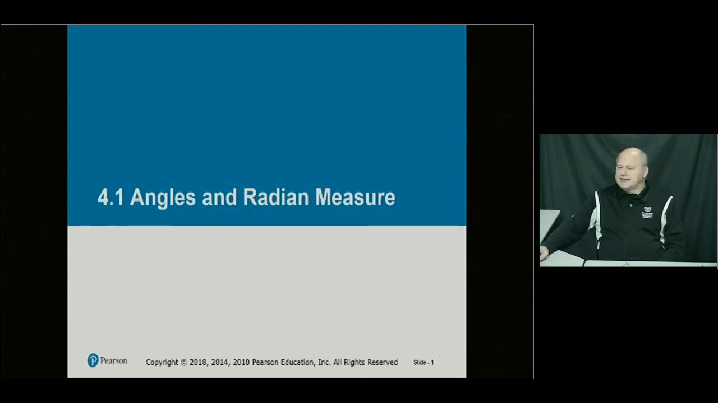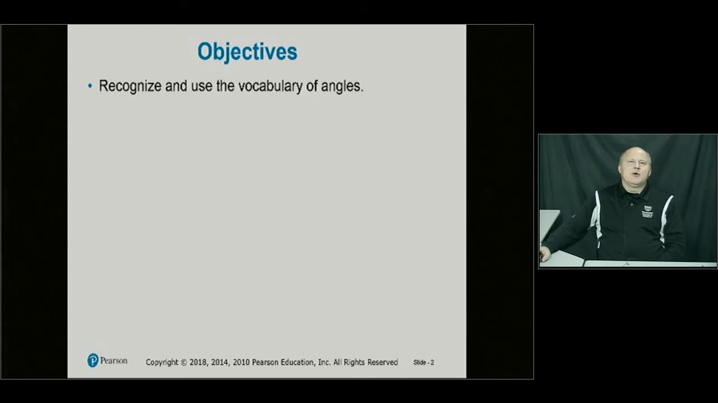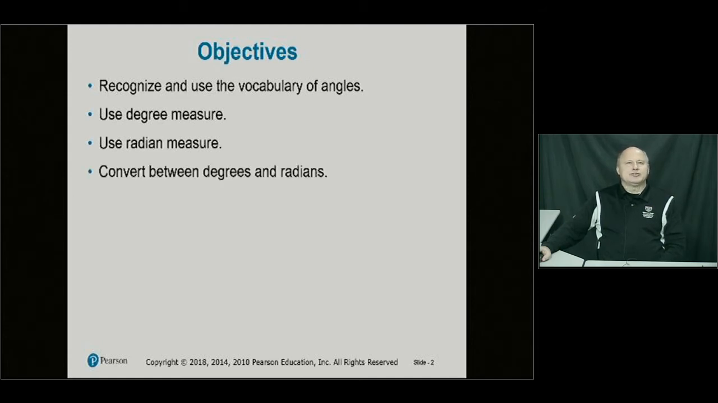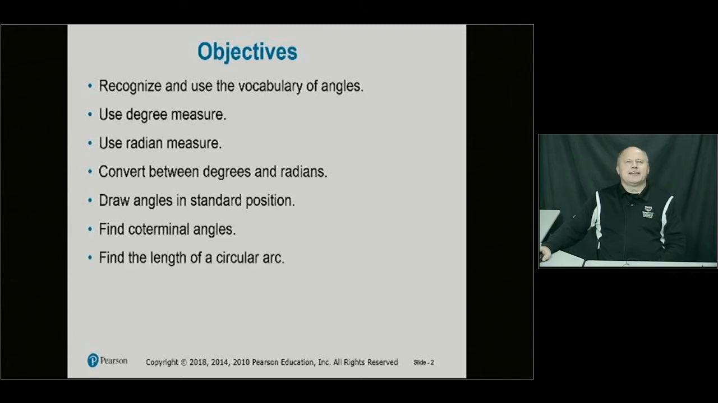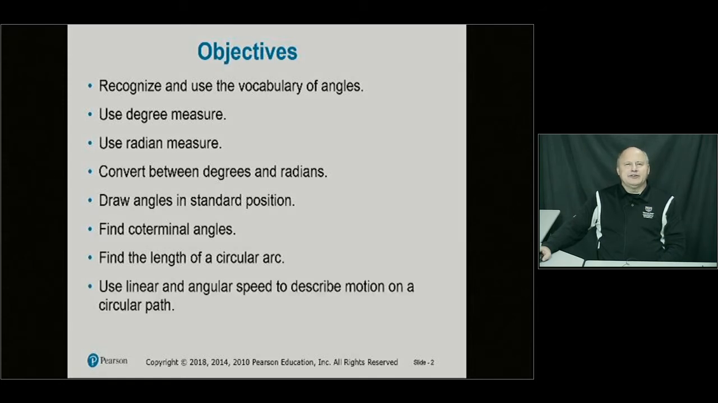So let's look at our objectives here. We'll have recognizing and using vocabulary of angles, using the degree measure, using radian measure, and converting between degrees and radians. We're going to draw angles in standard position, find coterminal angles, find the length of a circular arc, and use linear and angular speed to describe motion on a circular path.